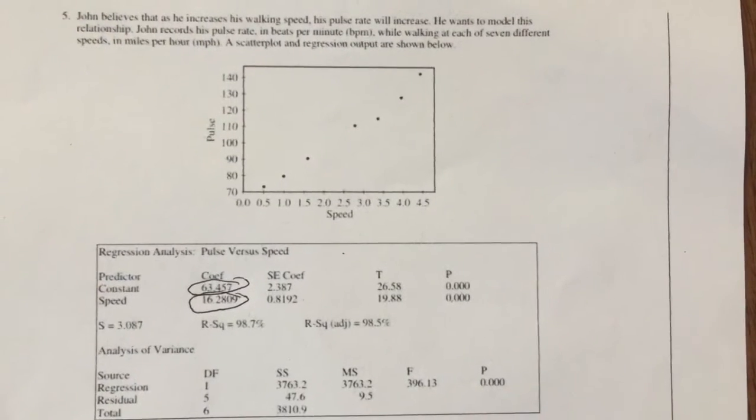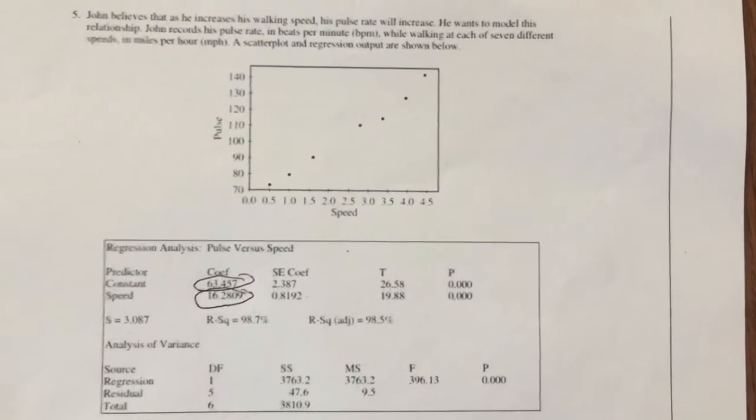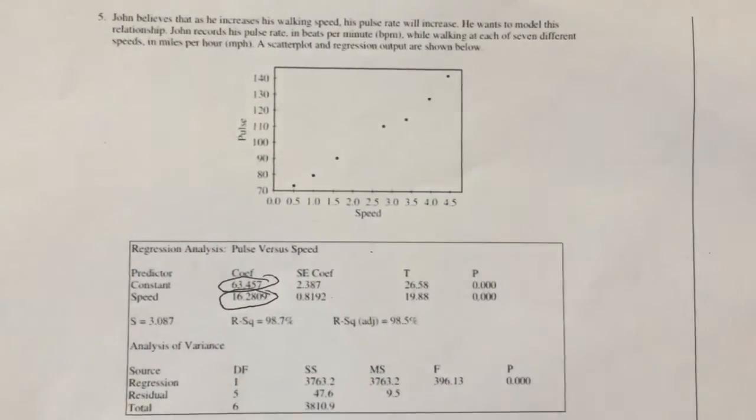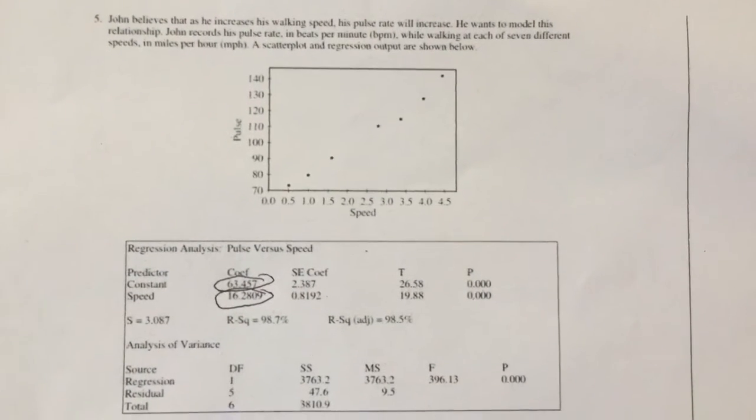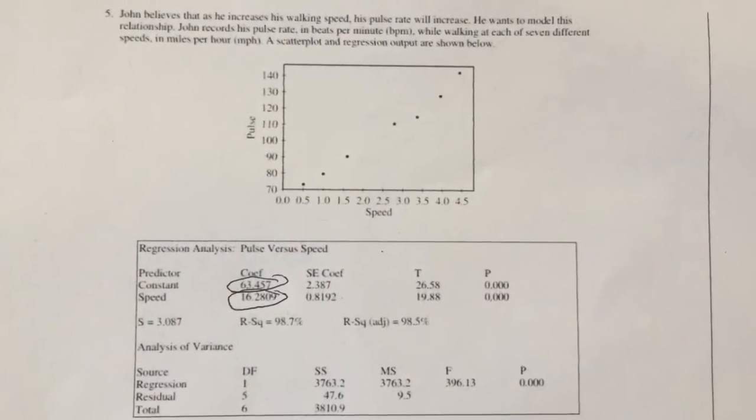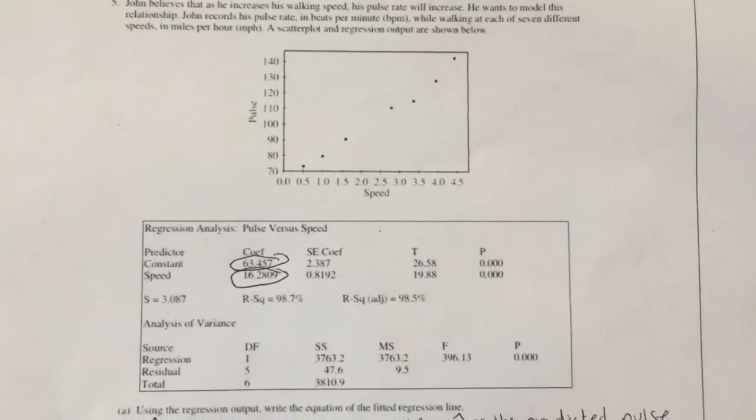This is our sample AP problem. John believes that as he increases his walking speed, his pulse rate will increase. He wants to model this relationship. John records his pulse rate in beats per minute while walking at each of 7 different speeds in miles per hour. A scatter plot and regression output are shown below.